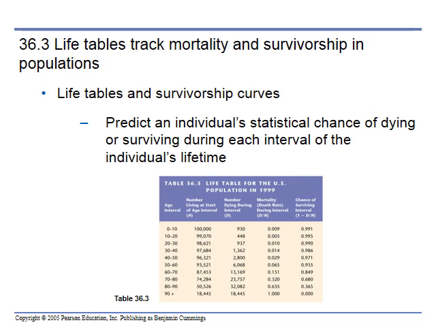Life tables track mortality and survivorship in populations. Life tables and survivorship curves. You're going to predict an individual's statistical chance of dying or surviving during each interval of the individual's lifetime. So let's look at this chart, and you can see here that between the ages of 0 to 10, it's not a high mortality rate, but it's higher than from 10 to 20. The reason is that you have infant mortality. When babies are born, they have a higher chance of dying. Once you've matured to the age of 10, your rate goes down because you're not going to die at birth, and this is mostly going to be things like accidents. Then as you get older, the chances of dying obviously increase until you get to a 100% death rate, because no one survives this last age interval.